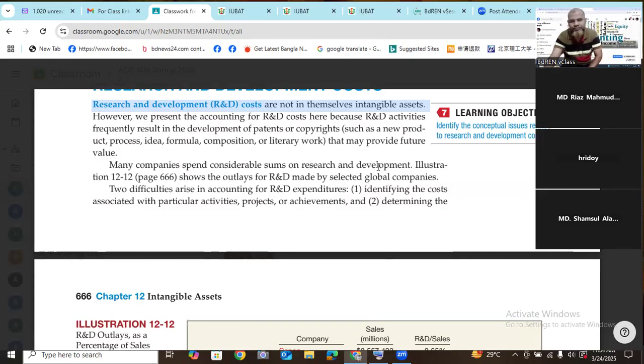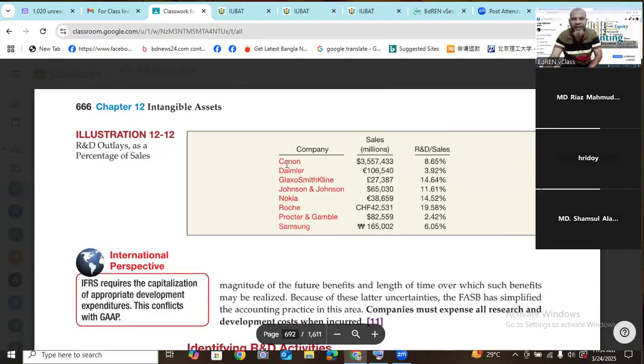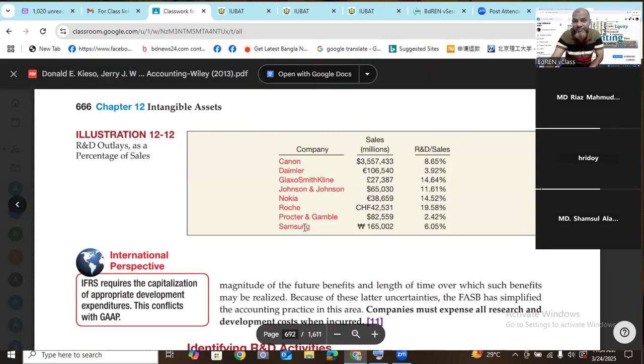Okay, this is the list of companies: sales in million, research and development in million, and the percentage of research and development with regard to sales. Canon 8%, then GlaxoSmithKline 14%, then Johnson and Johnson 11%, Nokia 14%, Samsung 6%.